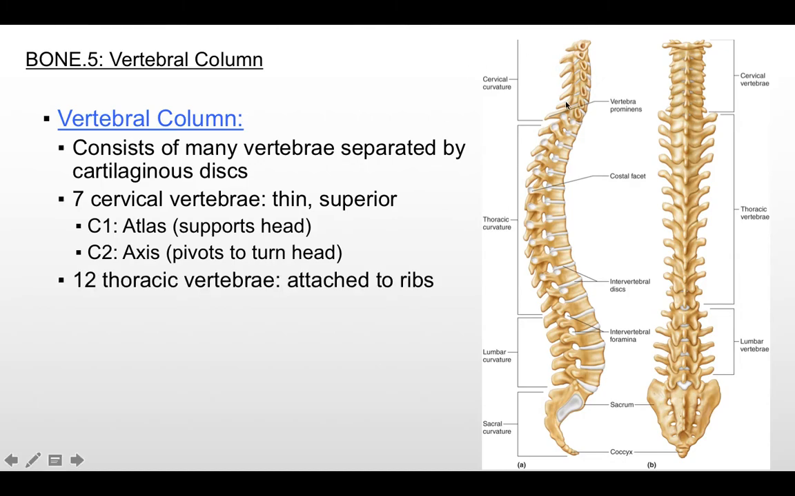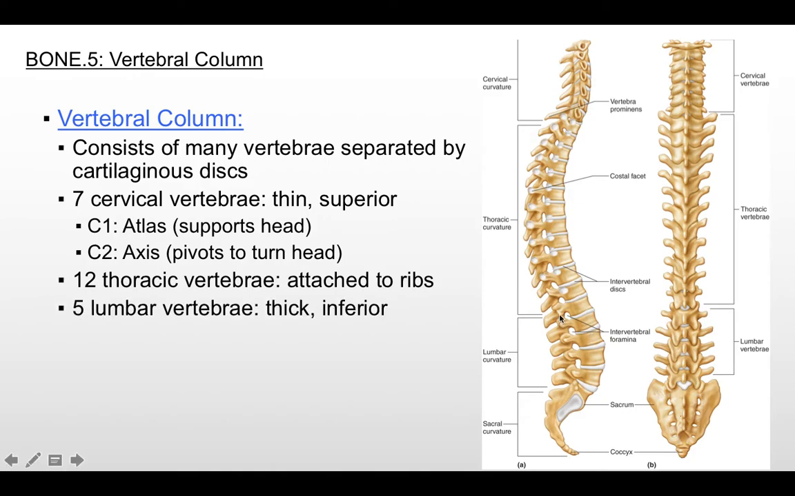After that, if we're moving inferiorly, you have 12 thoracic vertebrae, and that curve goes posterior. So we had an anterior cervical curve, we have a posterior thoracic curve. 12 of those vertebrae, each is attached to a rib. So we have 12 pairs of ribs then.